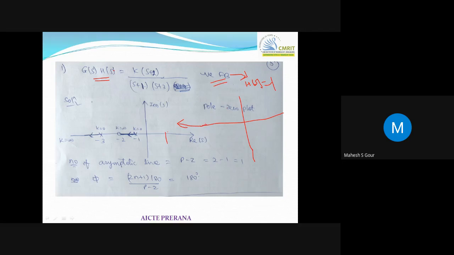See now, so pole zero plot. First step is you need to draw the pole zero plot. Where is your pole? It is at -1, and one more pole is at -3, and the zero is at -2. I hope till here it is clear.